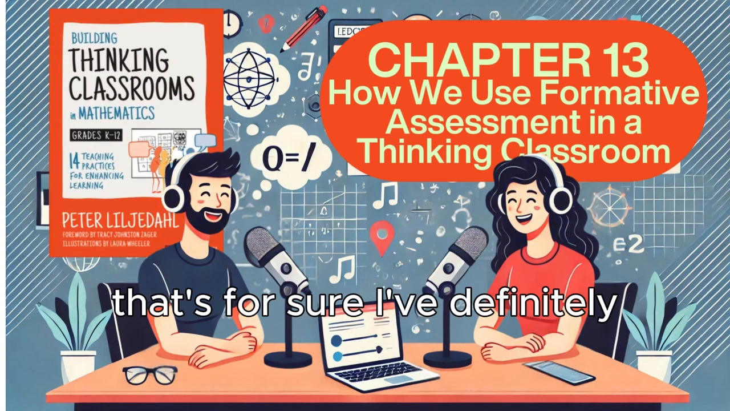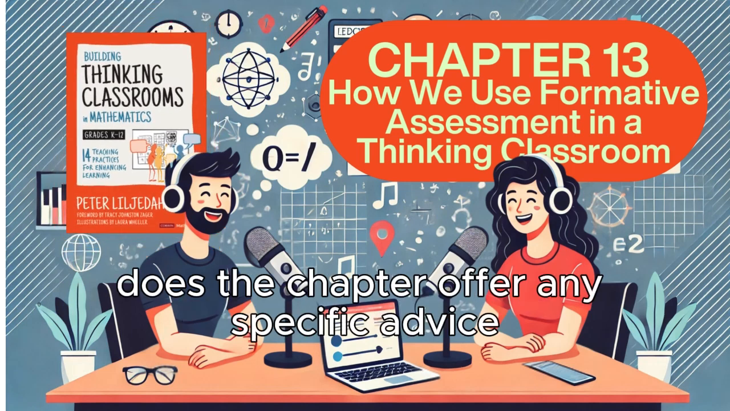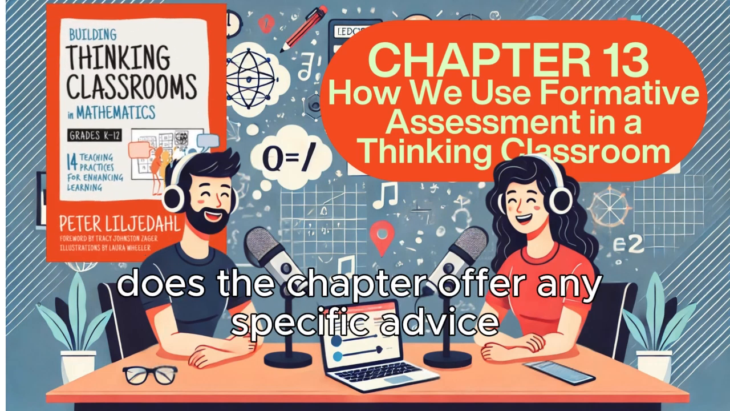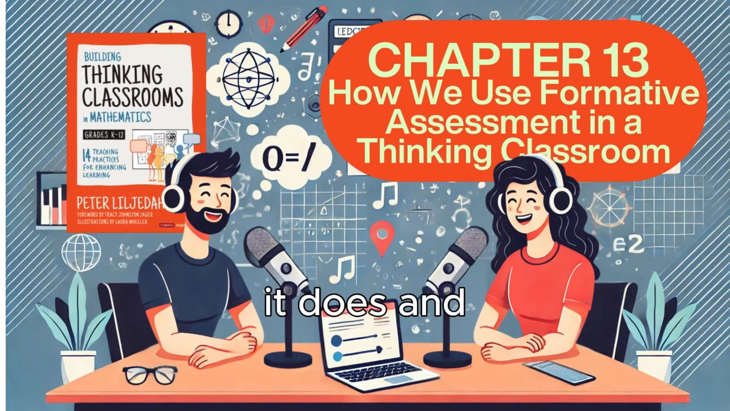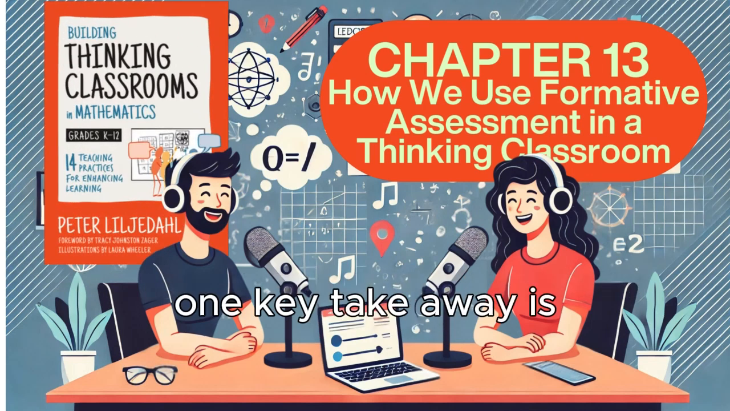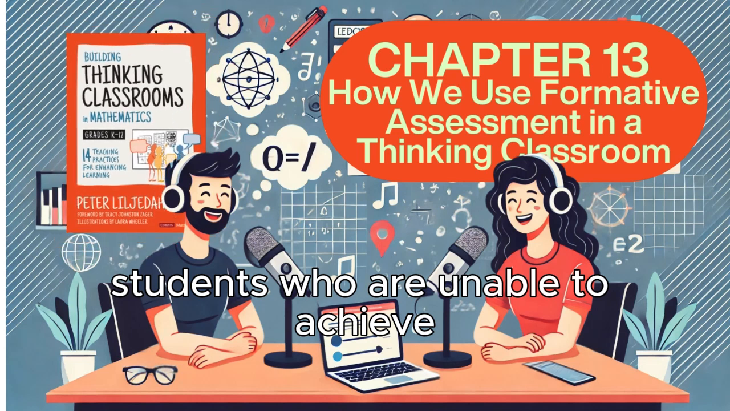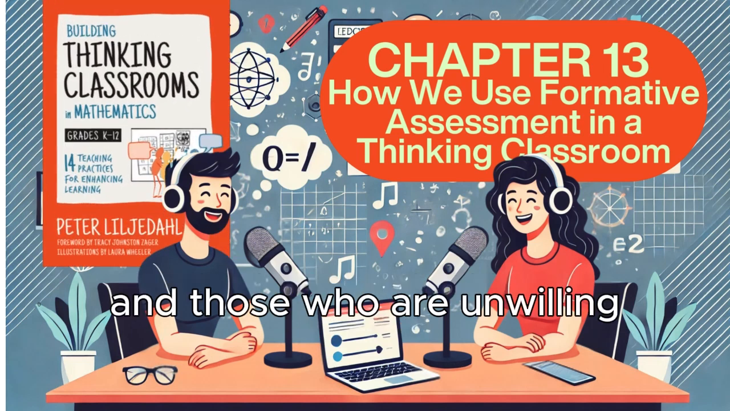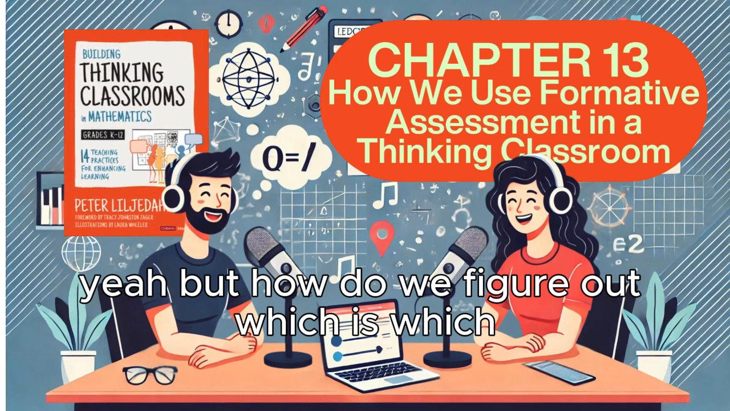That's for sure. I've definitely encountered my fair share of those students. But I'm curious, does the chapter offer any specific advice on how to actually change their attitudes? It does. And one key takeaway is the importance of distinguishing between students who are unable to achieve and those who are unwilling. I can see how that distinction is important. But how do we figure out which is which?